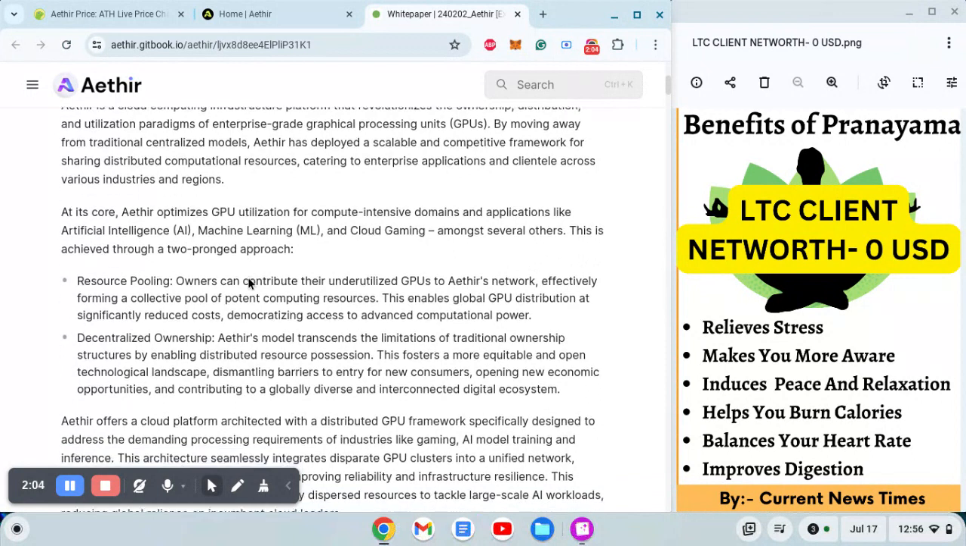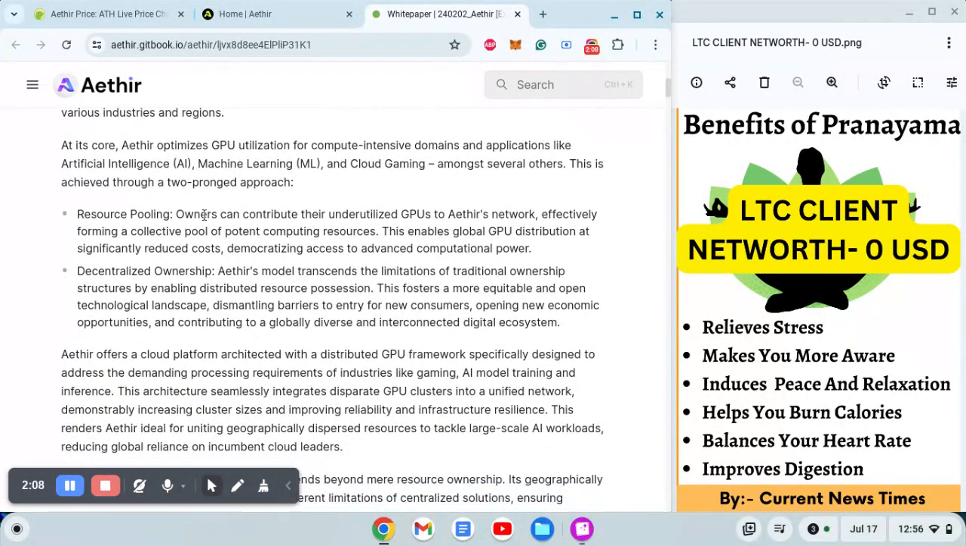This is achieved through a two-pronged approach. Resource pooling: owners can contribute their underutilized GPUs to Aethir's network, effectively forming a collective pool of potent computing resources. This enables global GPU distribution at significantly reduced cost, democratizing access to advanced computational power. Decentralized ownership: Aethir's model transcends the limitations of traditional ownership structures by enabling distributed resource possession. This fosters a more equitable and open technological landscape, dismantling barriers to entry for new consumers, opening new economic opportunities, and contributing to a globally diverse and interconnected digital ecosystem.